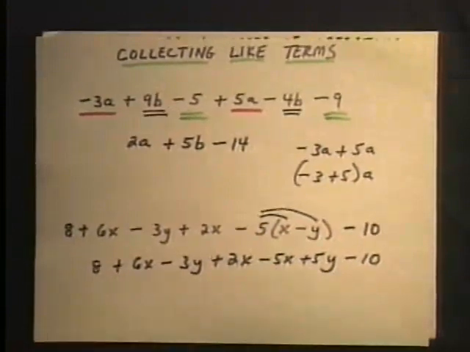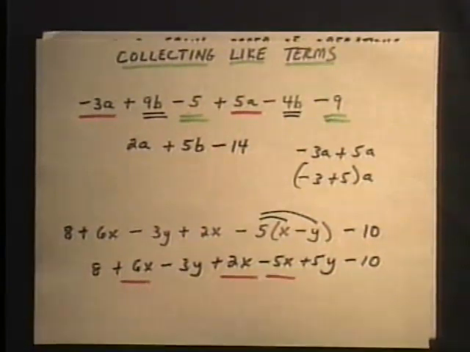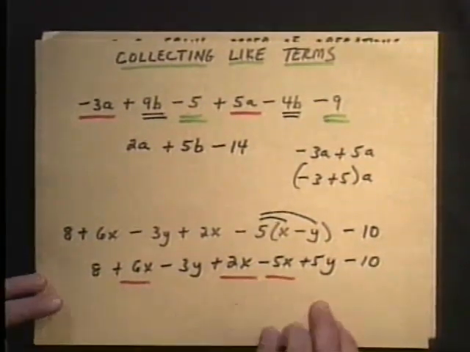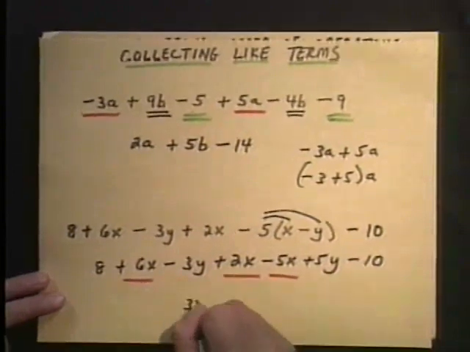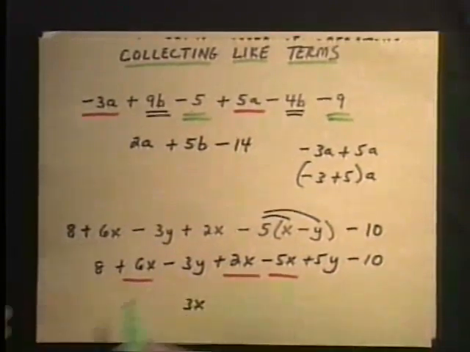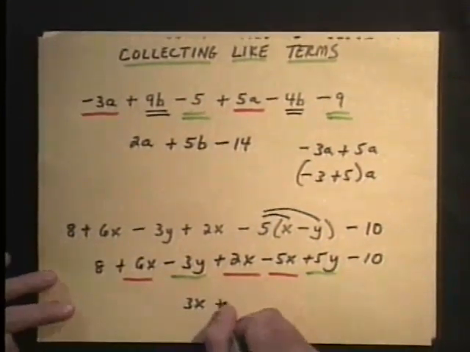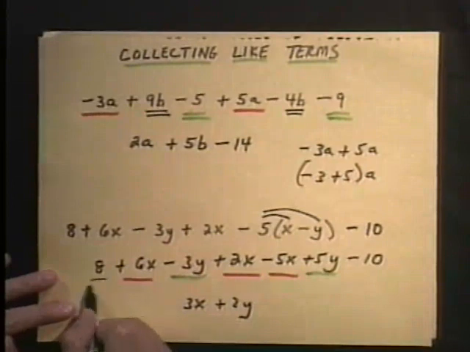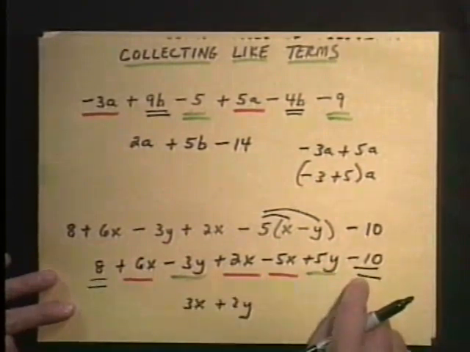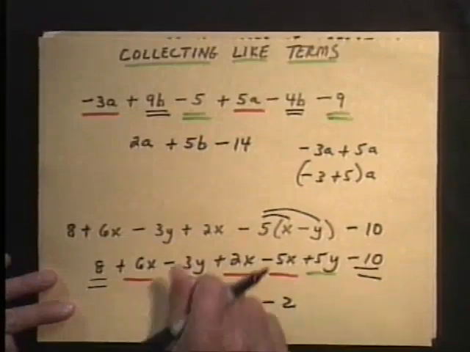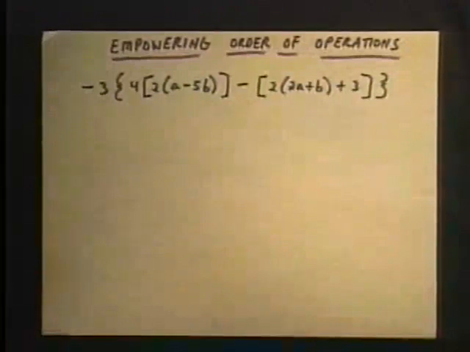Now, in collecting like terms here, let's get all of our x's underlined. We'll go with the red here. Notice we've got a whole bunch of them, so I say underline things so you don't miss them. 6x plus 2x, 8x minus 5x, positive 3x. In green, I'm going to get the y's. Negative 3y plus 5y is a plus 2y. And then the numbers I'll do twice over here on the end. 8 minus 10, what kind of 2? Minus 2.